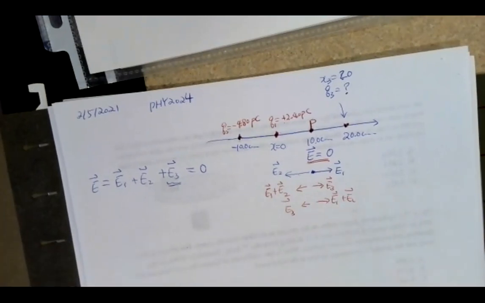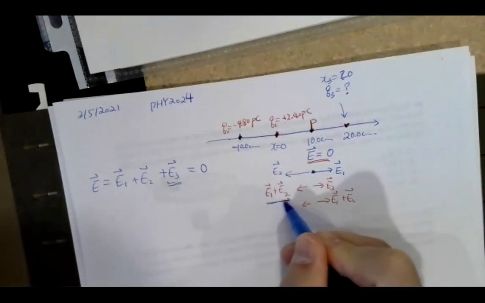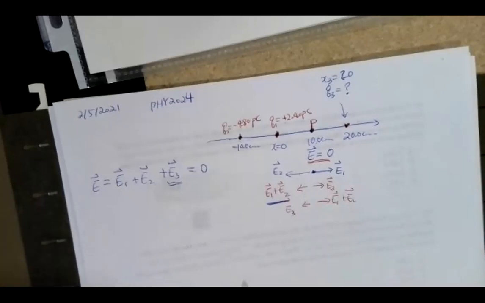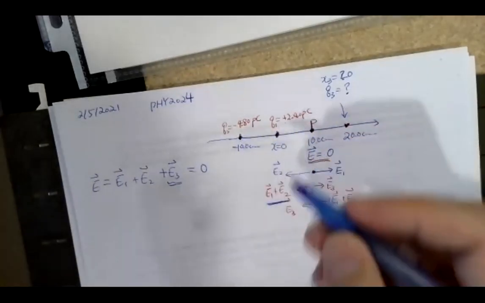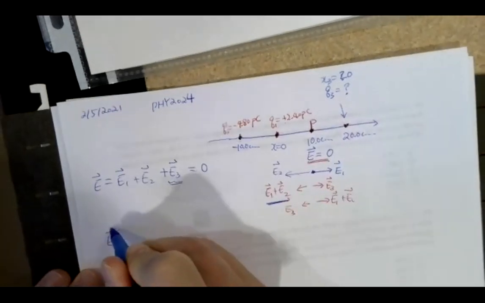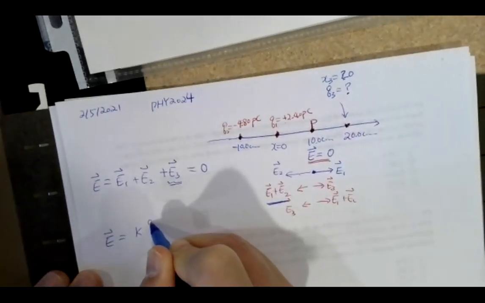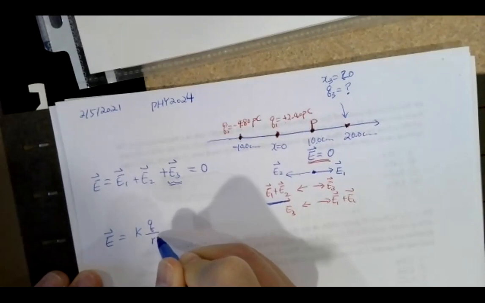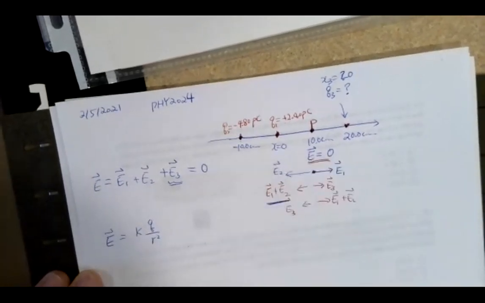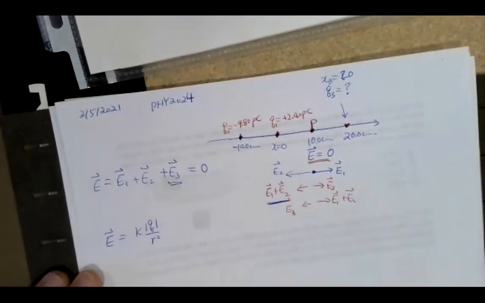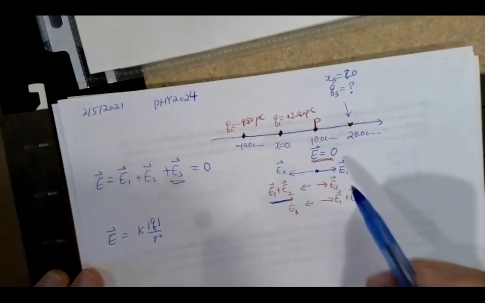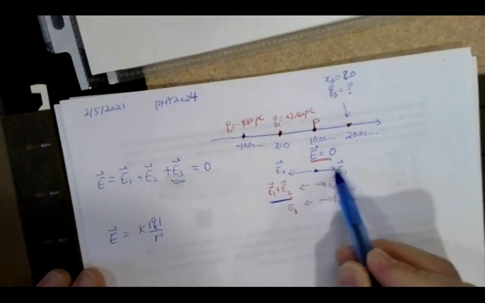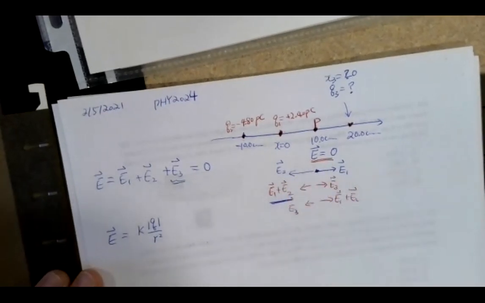So what we really need to do is do E1 plus E2 first, okay? We can do that because we know Q1, Q2. Now E field for a point charge is equal to KQ over R square, right? Absolute values. And then we can determine the direction, and we already determined the direction. So for E1, it's going to be in that direction. For E2, it's going to be in that direction, okay?